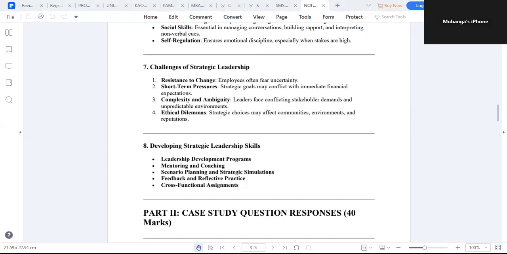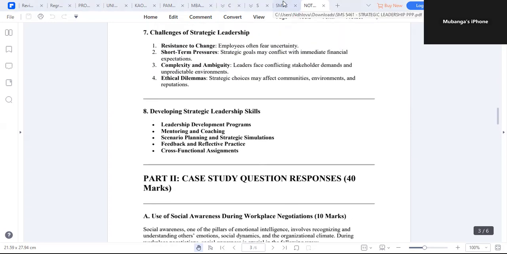Then lastly, cross-functional assignments. So they'll take roles and projects outside one's usual area, such as working in different departments. They help leaders understand the organization as a whole. So this will build insight and the ability to make strategic decisions.